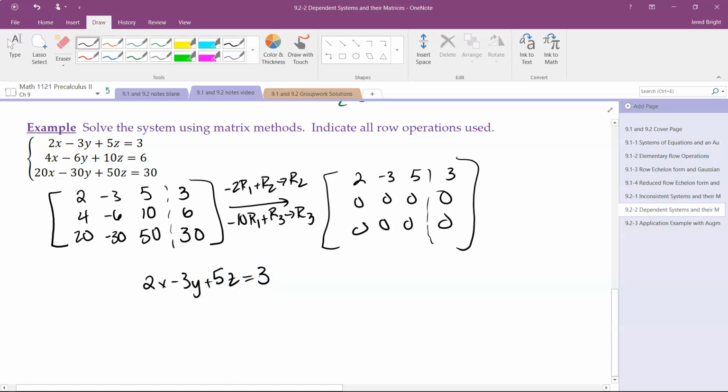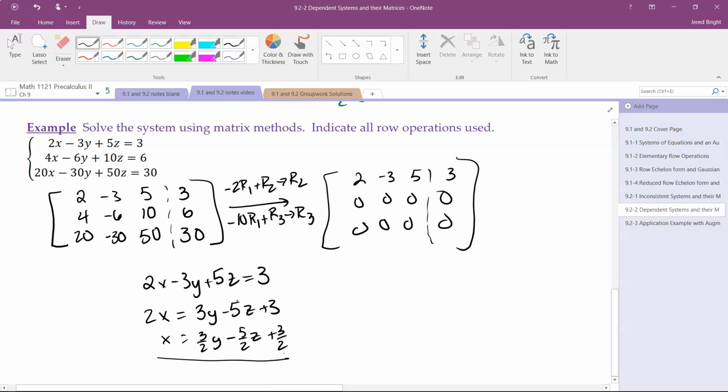So then the question is, what do you do with this, right? The answer? Well, you're going to have what we call 2 free variables. Okay, you can solve for one variable, but that's going to be the best that you can do. For instance, if I solve for x, I'm going to say 2x is equal to 3y minus 5z plus 3. And then going a step further, divided by 2, x is equal to 3 halves y minus 5 halves z plus 3 halves. And that's the best that you can do.